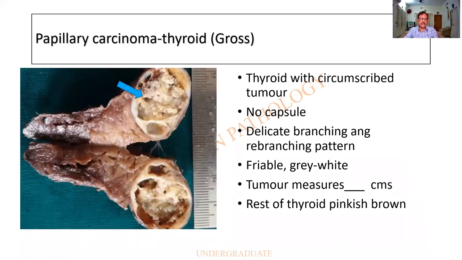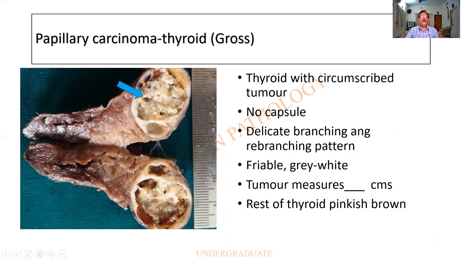So it's a beautiful specimen of a thyroid, and on removing, probably they have done a hemithyroidectomy and they have seen that there is a tumor over here, or this would have been diagnosed by means of an FNAC, fine needle aspiration cytology. And what is the description? The thyroid shows a circumscribed tumor. Circumscribed is not capsulated. It is somewhat demarcated, but not capsulated.